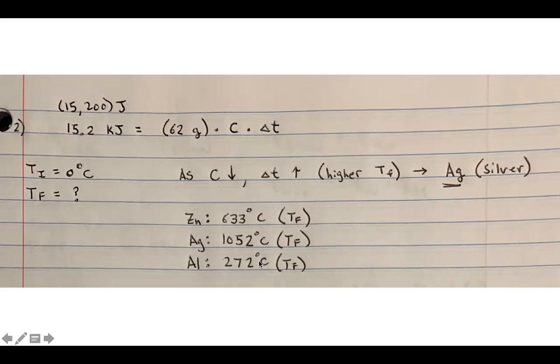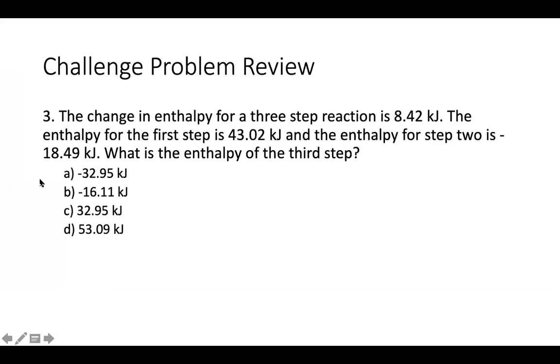If you plug in the numbers, you can see that silver would have the highest final temperature. But you can also use the relationship between these variables to see that the metal with the lowest specific heat capacity should have the greatest change in temperature, which, because they all have the same initial temperature, would yield the highest final temperature. Again, that is a type of question that's very recurring from year to year.